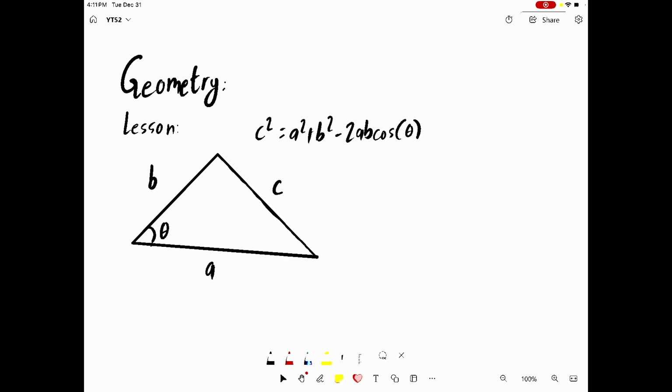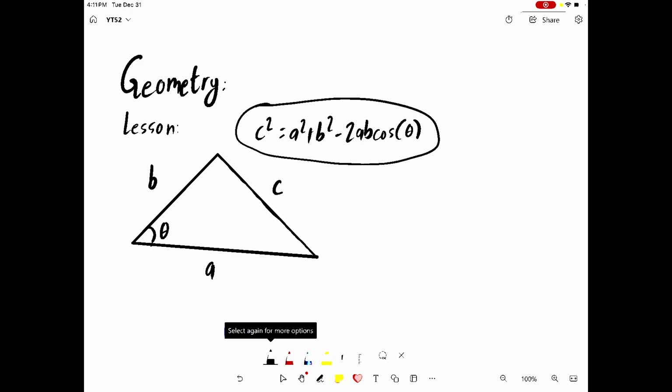This lesson, of course, is about the law of cosines, and it's stated over here, the equation which I have circled. c squared is equal to a squared plus b squared minus 2ab cosine theta. Now, you might notice it looks kind of like the Pythagorean theorem, c squared equals a squared plus b squared. It is actually pretty much an extension of the Pythagorean theorem, because if you plug in 90 degrees here, and if you watched my last video, you will know that cosine of 90 degrees is equal to 0.